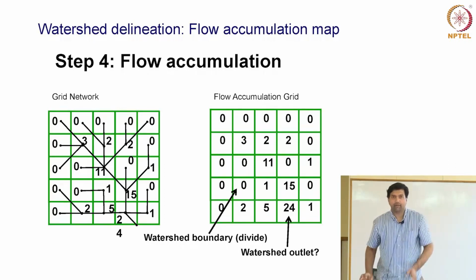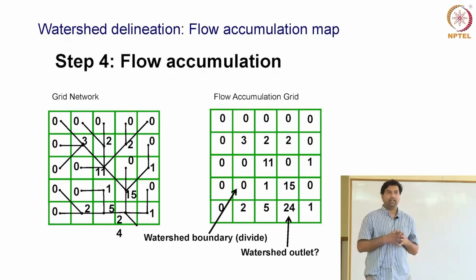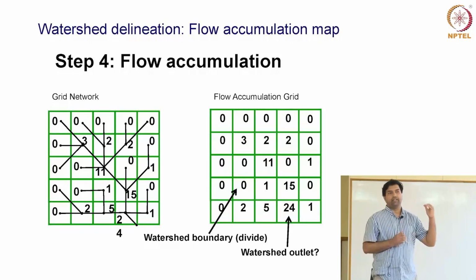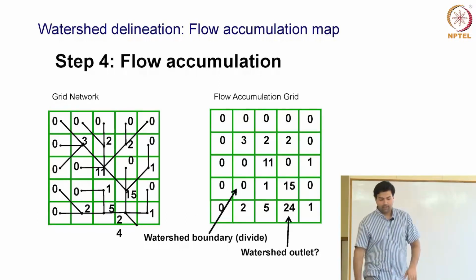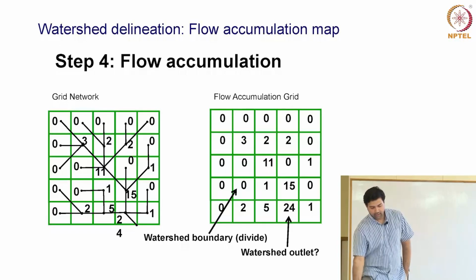So systematically you can do these calculations and see how many cells actually drain into this cell. And so the higher the number you get, the more cells are draining into this particular cell. So you are going downstream with higher numbers. So eventually the largest number is going to be your watershed outlet, and your zeros are going to be your watershed boundary.